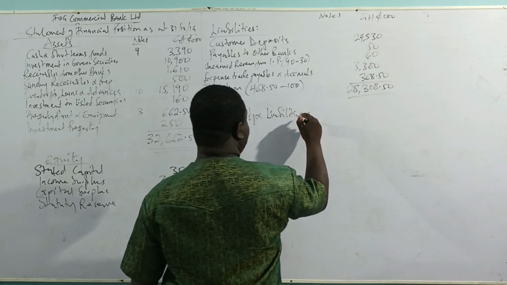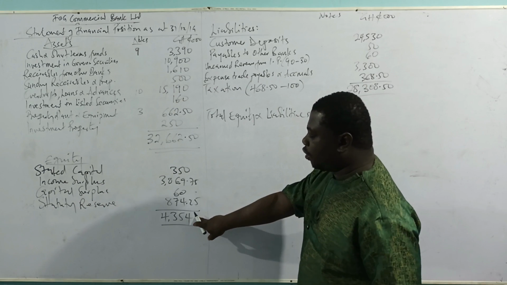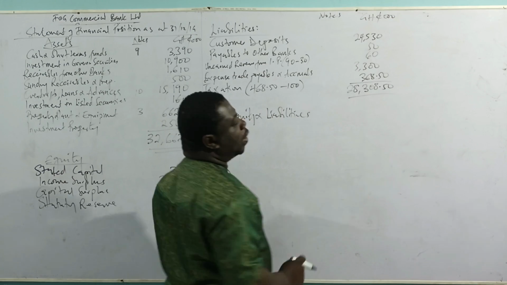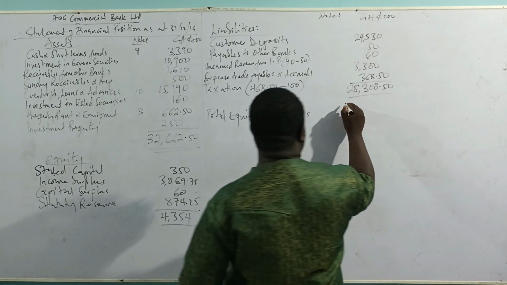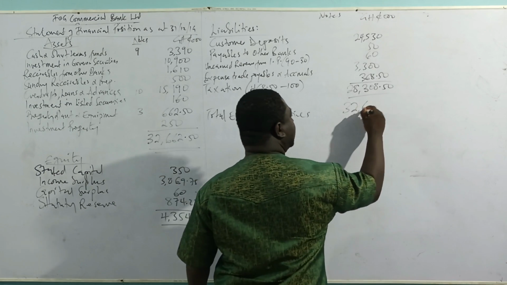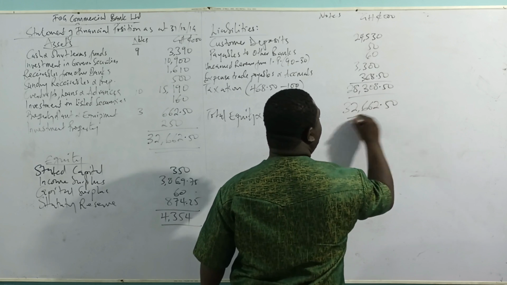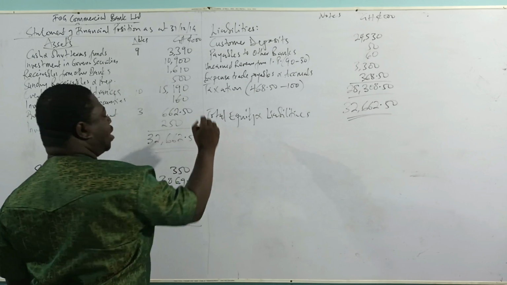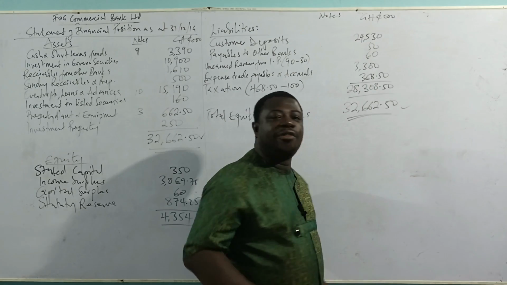And then once we have the total liabilities, we can now have our total equity plus liabilities, which should match with the total assets. So total equity 4,354, total liabilities 28,308. We add the two and we have 32,662.5. And this matches up with the total assets. And then you have balanced it.